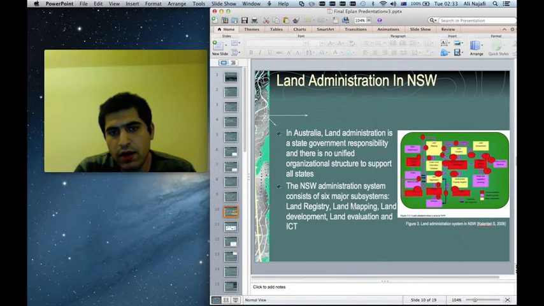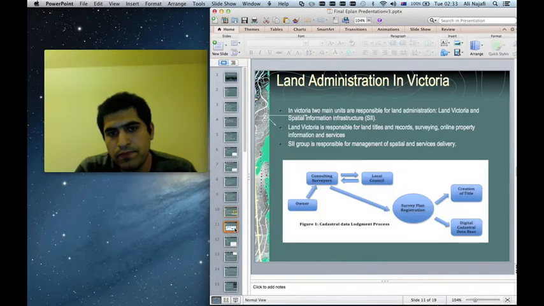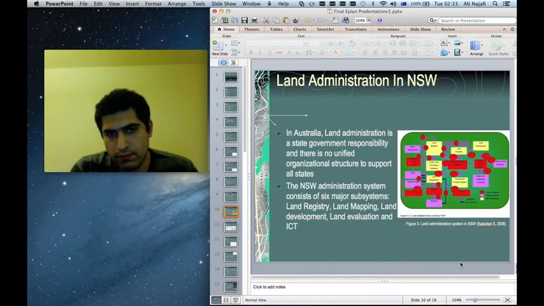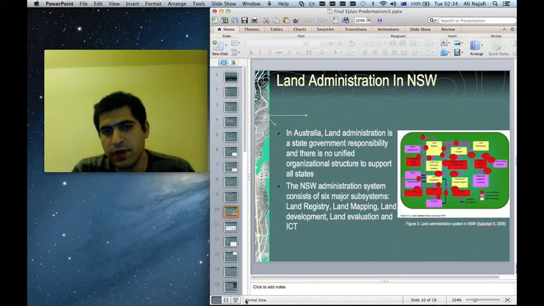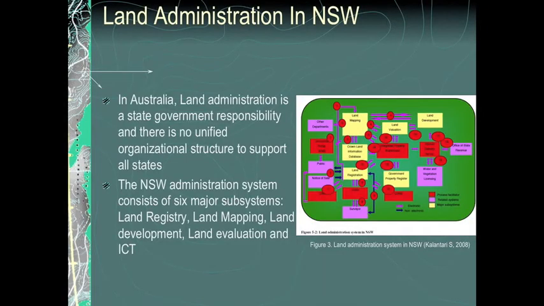In the next slide, I'm going to talk a bit about land administration in New South Wales and also in general in Australia. After USA, in my report, I explain the land administration system in Australia by focusing on two special states, New South Wales and Victoria. Shortly, I can say in Australia, land administration is a state government responsibility, and there is no unified organization structure to support all states. Inclusively, I explain both the Victorian and New South Wales land administration systems in my report, so I refer you to my report.